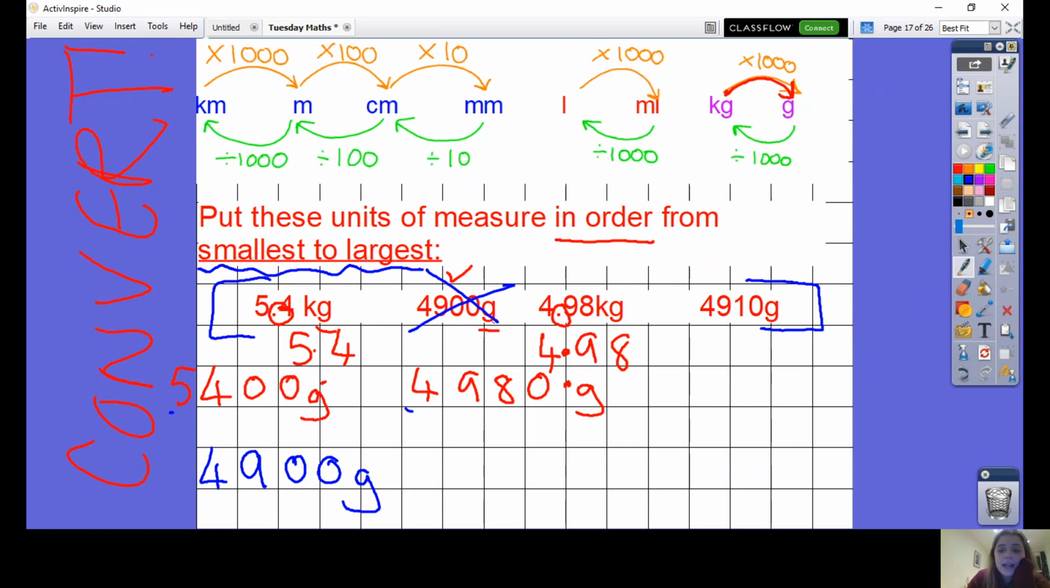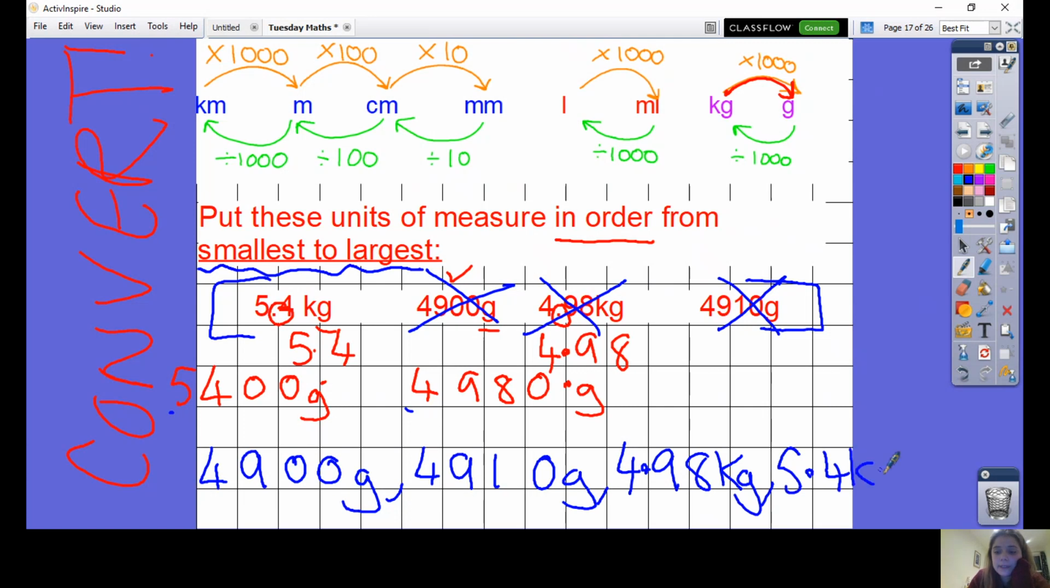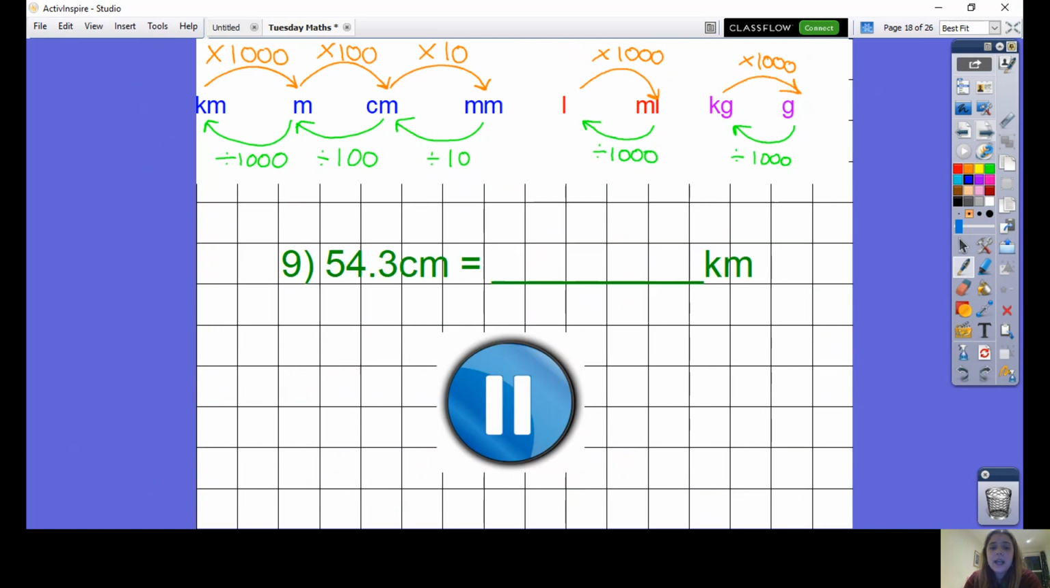Cross that one off. Next is 4,910 grams. Next is 4,980, but I have to write it in its original form, which was 4.98 kilograms. Then finally, I've got 5.4 kilograms. Don't forget to write it in its original form. If you write it in its converted form, you might not get the mark. Okay, it's over to you now to try some of those harder questions.